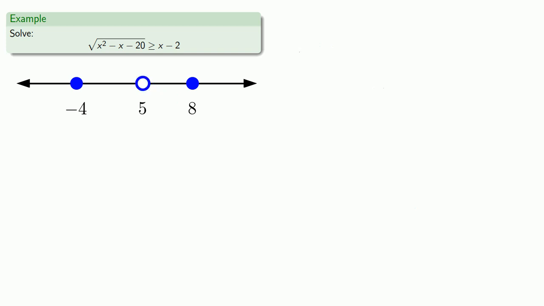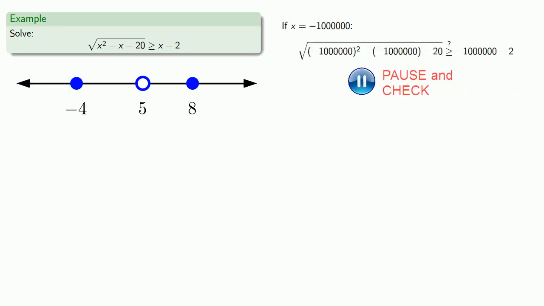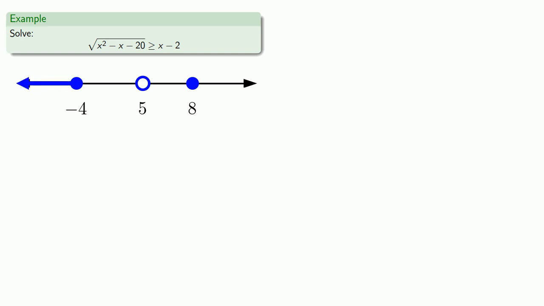The three critical values give us four intervals to test, so we'll test a point in each one. Over on the left, we can go big if x equals negative 1 million, which is true since the square root is a positive number and what's on the right is a negative number. So we include this interval. The next interval includes 0, so we can test it out. If x equals 0, we have the square root of a negative number, and so our radical is undefined, so we exclude this interval.